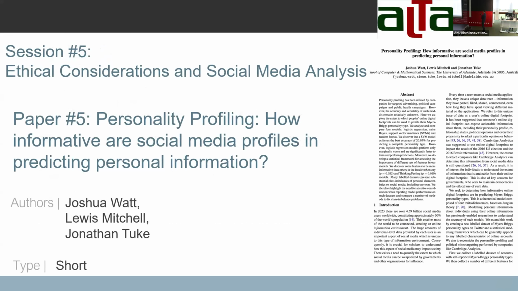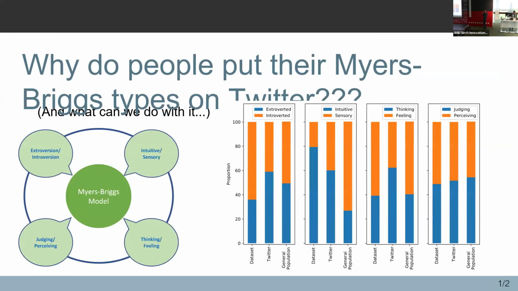Okay, hi everyone. I'm Lewis Mitchell from the University of Adelaide. I'm talking about Josh Watt's master's project. The pitch for this talk is we tried to build Cambridge Analytica, but for Twitter and with a different personality model. That's it. We didn't quite get there. I'll tell you a little bit more.